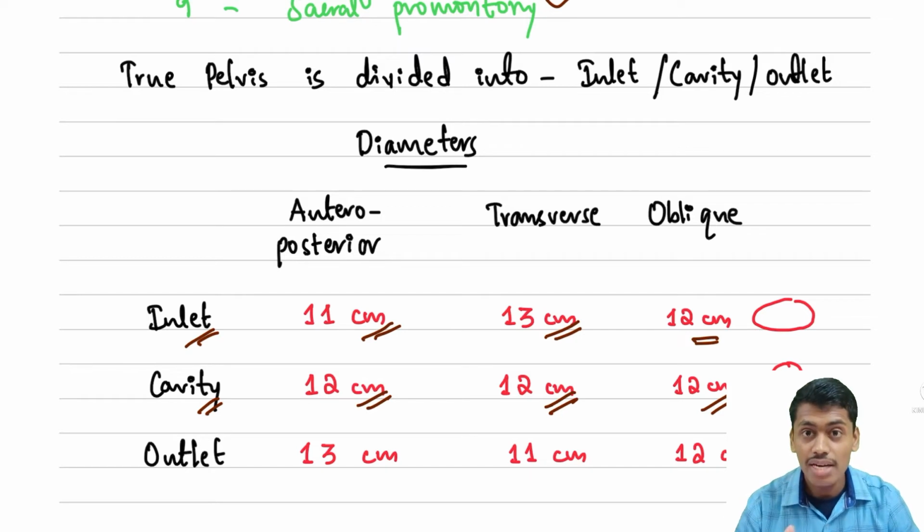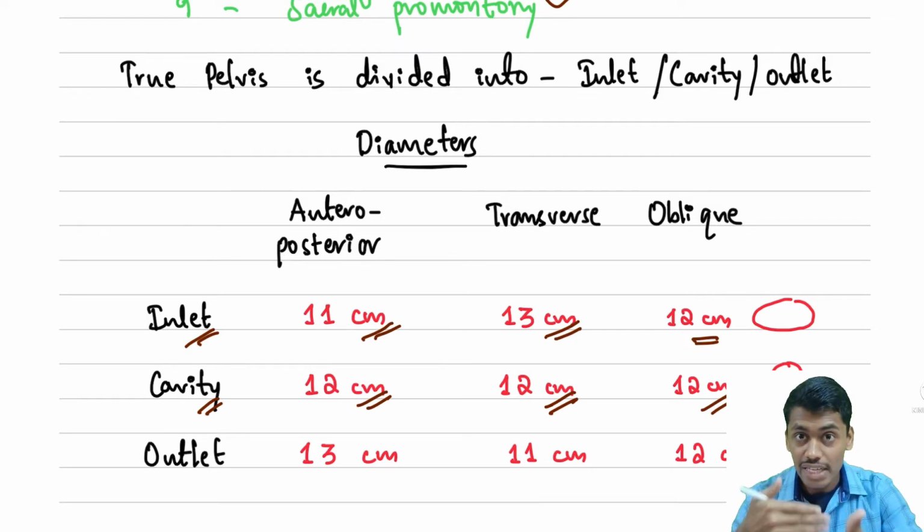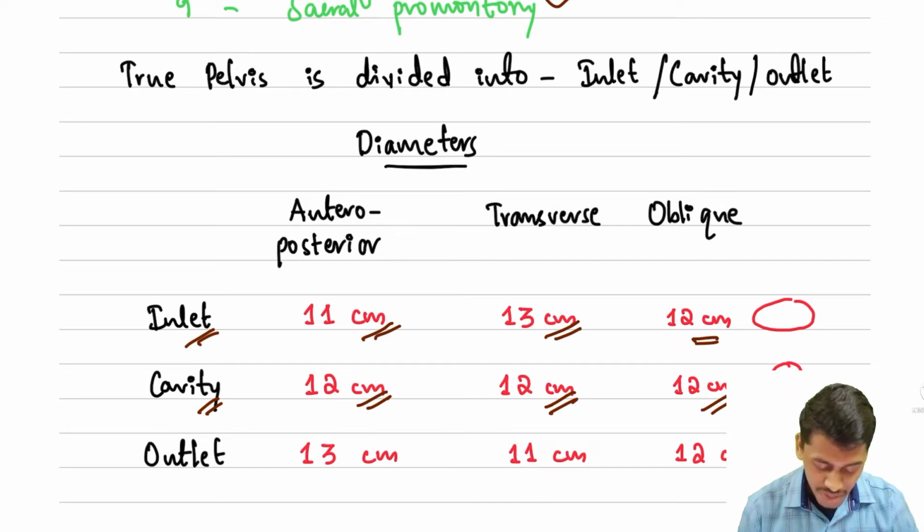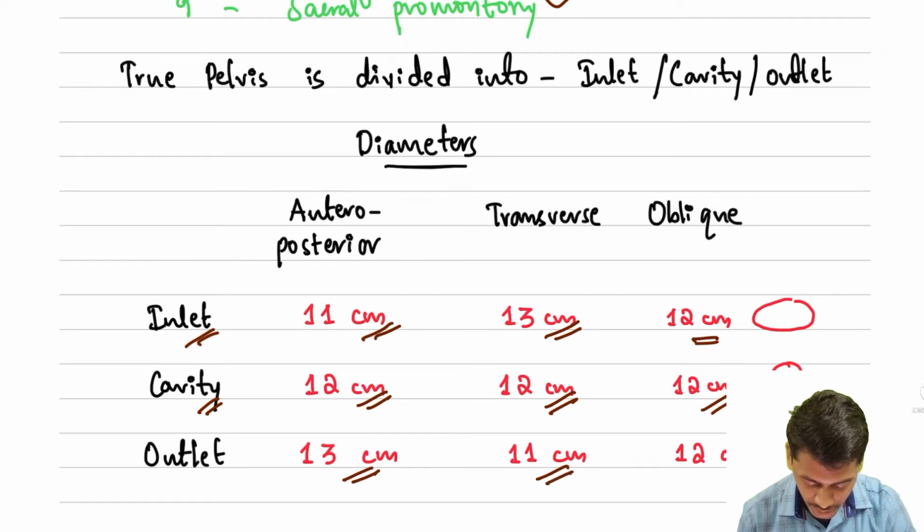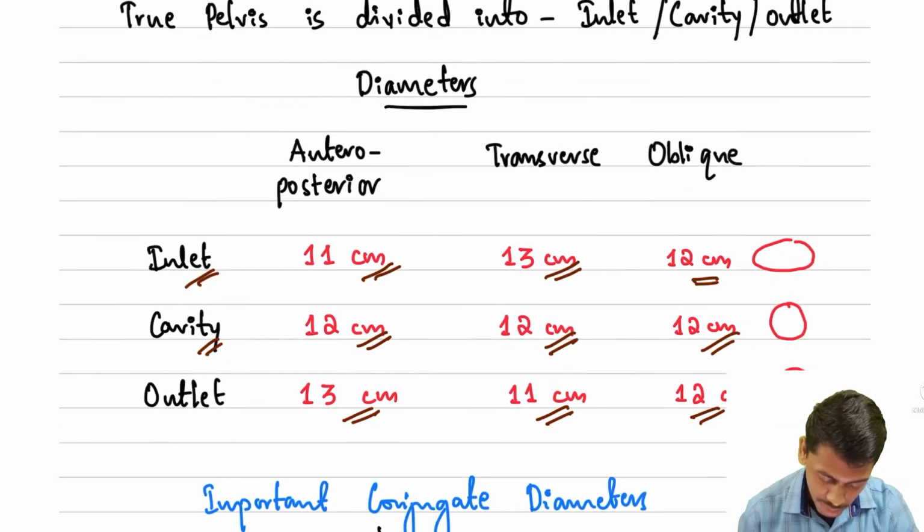Finally, the outlet. Since the inlet is compressed antero-posteriorly, the outlet is compressed like this, transverse. So the anterior-posterior diameter will be 13 centimeters, transverse will be 11 centimeters and again the oblique is going to be 12 centimeters. So how are you going to remember the diameters?